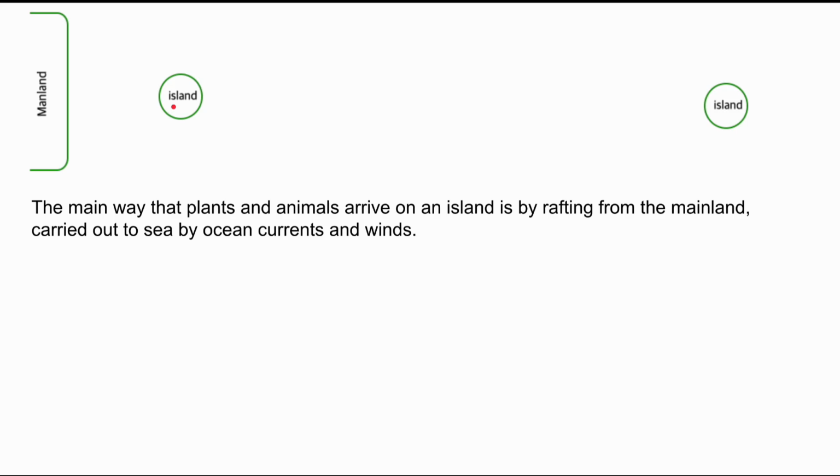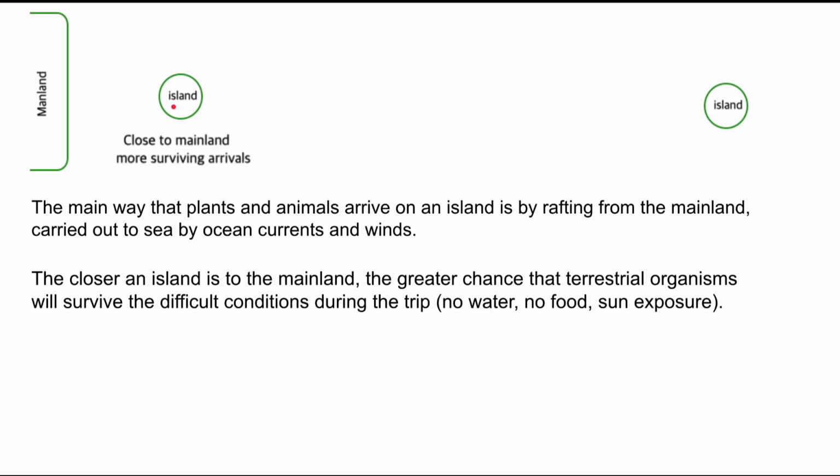All right, so that's how they get there. The thing is, the closer an island is to the mainland, the more chance the organisms have of surviving the trip, because it's a very arduous trip, right? Salt water is not something that terrestrial organisms are designed to endure. There's no food. There's no fresh water to drink. There's total sun exposure. There are all these things that make it likely that the organism is going to die before it gets here. So basically it limits how many organisms are going to survive the trip.